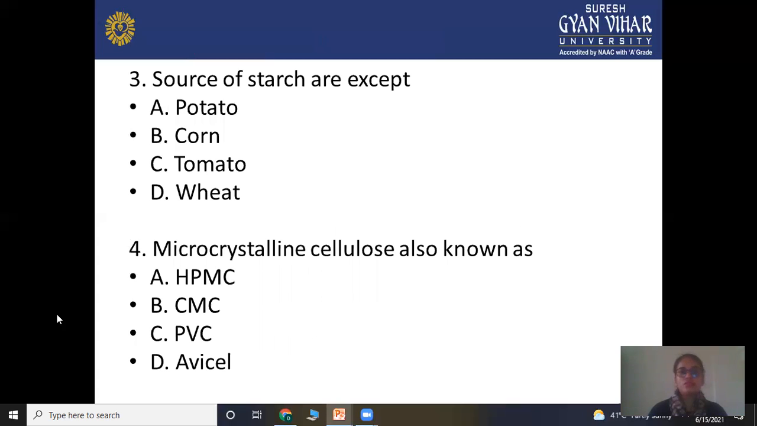Next, the third question: the sources of starch are all except. Which sources are available to prepare starch, or how do you collect starch? First, A option is potato, B is corn, C is tomato, and D is wheat. Almost all options are used for starch preparation or are a source of starch except a single one. You can choose which one is not used for starch preparation out of these four options.